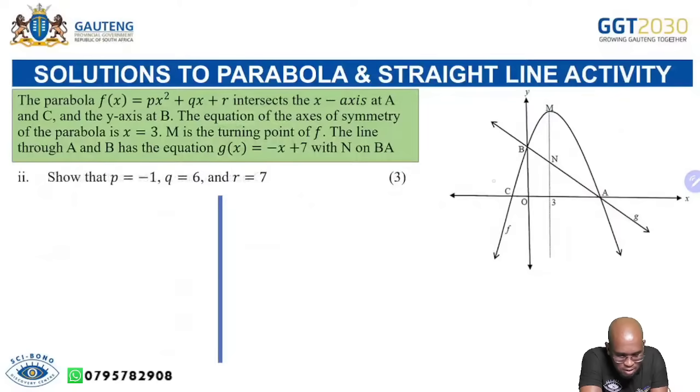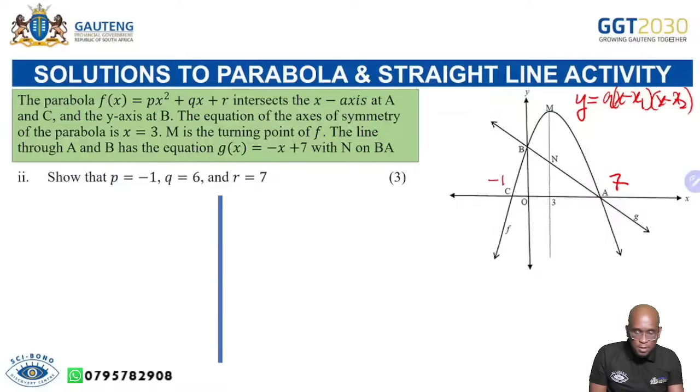So now we've learned that this is negative 1 and this is 7. And they say show that P is equal to negative 1, Q is equal to 6, and R is equal to 7. They want the equation of a parabola, and we know that if we are given these two x-intercepts, the equation would be x minus x1, x minus x2, all right? And then we'll need another additional point on the graph, which we can actually use the y-intercept of the graph, okay?